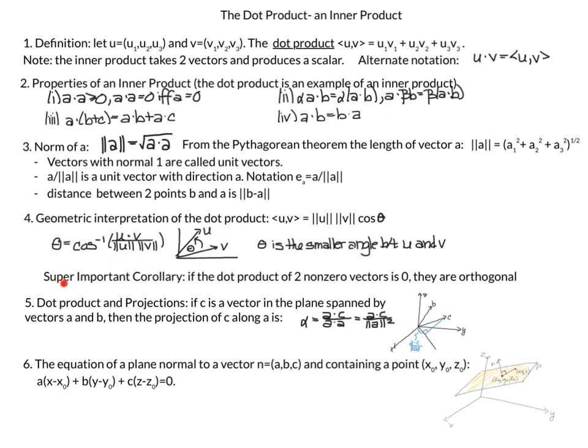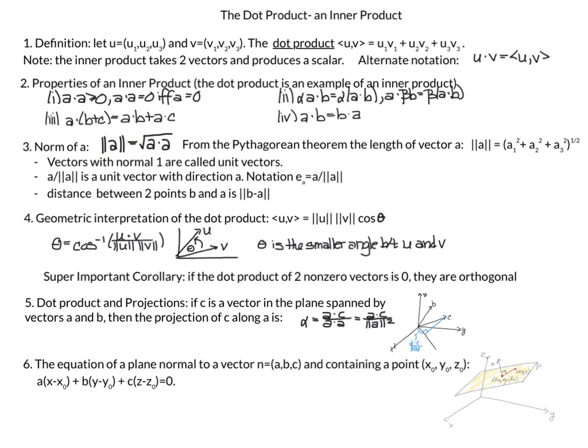And then we have the super important corollary. I call it super important because often people think a corollary is just some little result that isn't that important, but this one is. If the dot product of two vectors is 0, what that means is this cosine theta is 0, which means they are orthogonal.